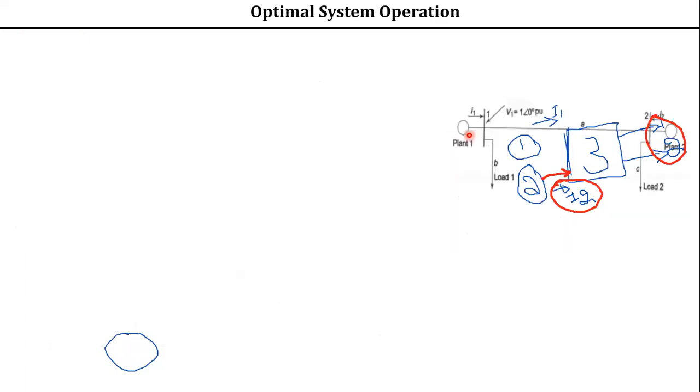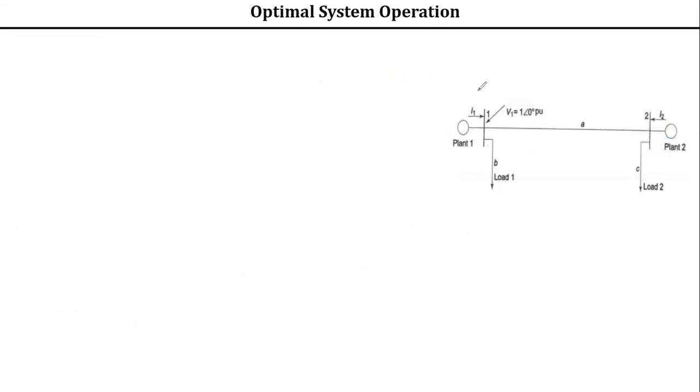Okay, first let me clear all this. Okay, fine. Now here, that's what we have to do now: the current distribution factors when plant 1 alone is operating and plant 2 alone is operating.